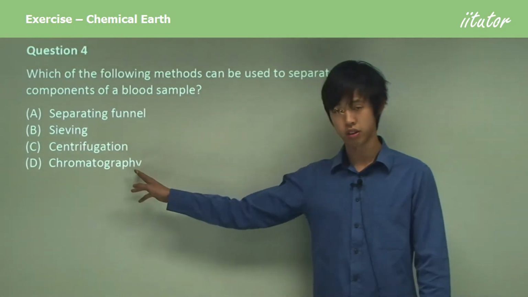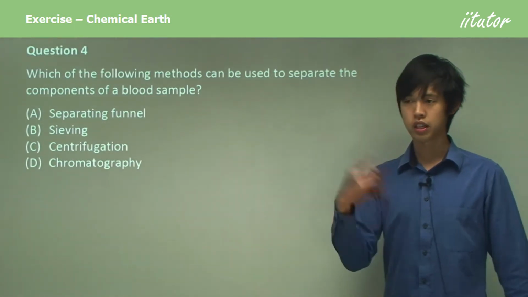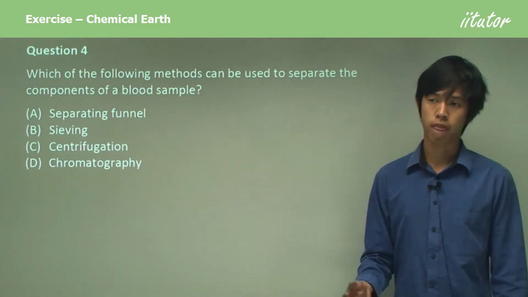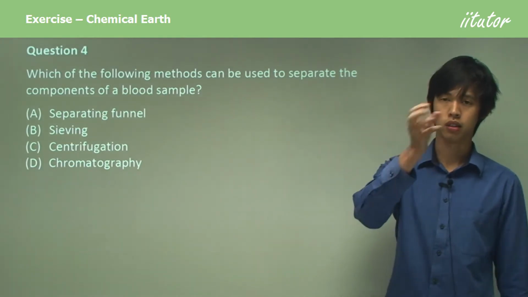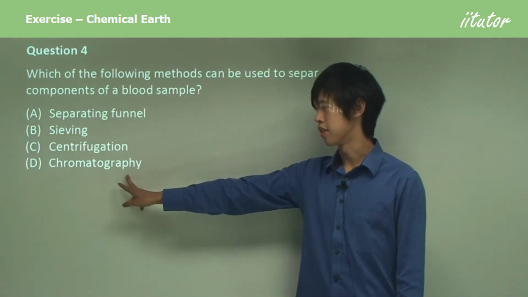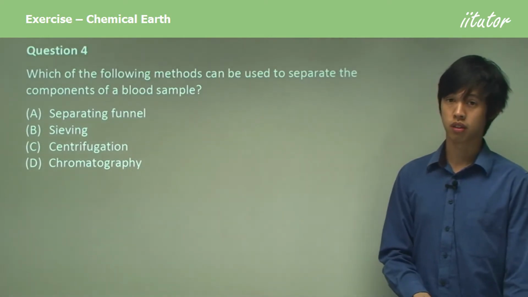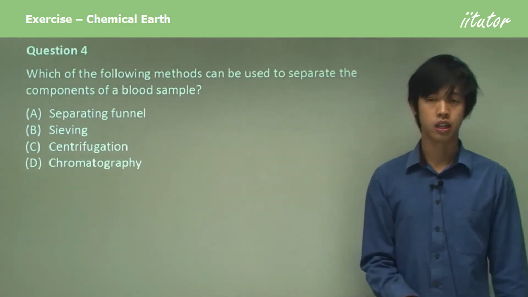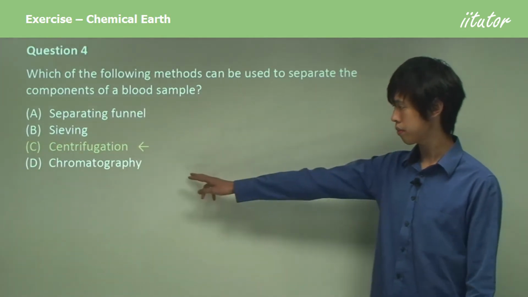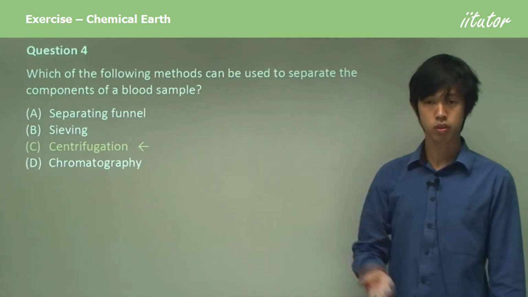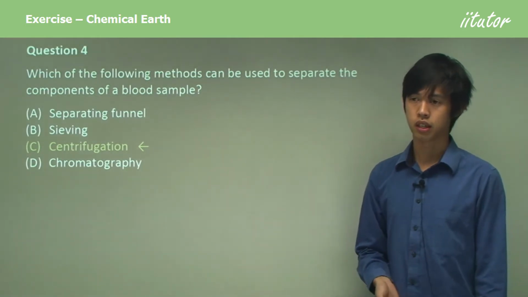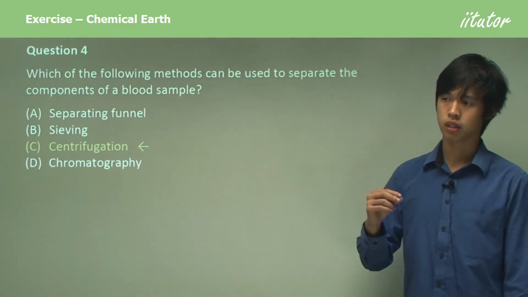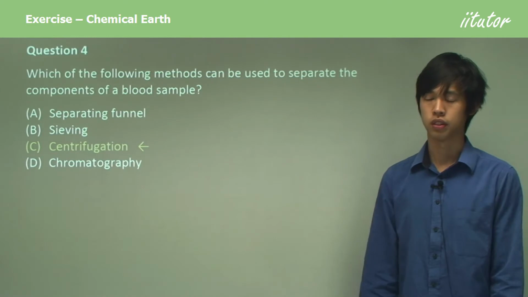centrifugation and chromatography. We could centrifuge the sample, spin it around, and then the densest particles will fall to the bottom, and the least dense particles will sit on top. And there's this thing called chromatography. You probably haven't studied chromatography, so it's probably not the best one to pick. So centrifugation is probably the correct answer. Chromatography can be used, but it's probably not the best. It's probably the slowest method to use because it's very selective with what it lets through the filter, essentially.